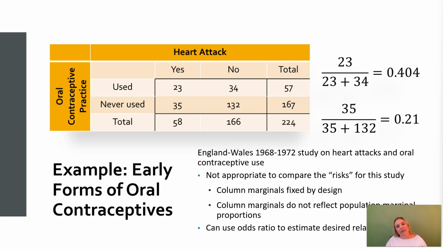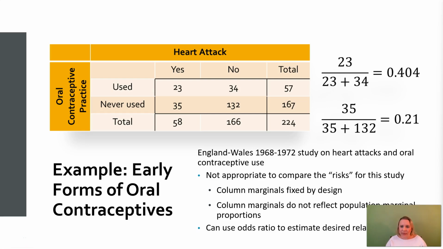Another example is early forms of oral contraceptives. In a study that took place in England and Wales between 1968 and 1972, looking at heart attacks and oral contraceptive use as my two variables, we're looking at whether the person has used oral contraceptives, yes or no, and whether the person has had a heart attack, yes or no. And we have our total number of people who have had a heart attack and our total number of people who have not had a heart attack in our margins, so we call those our marginal values.